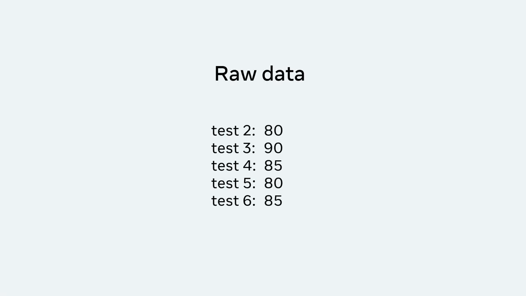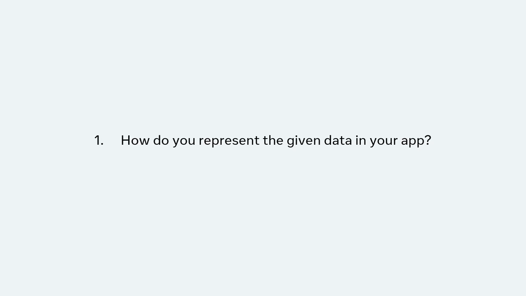Suppose you receive some data on students' test results, and your task is to write a program that outputs an average grade from all the tests based on the raw data. Before you can code this task, you need to consider two separate issues. First, how do you represent the given data in your app? And second, how do you code the solution?